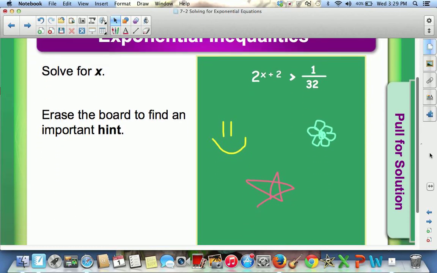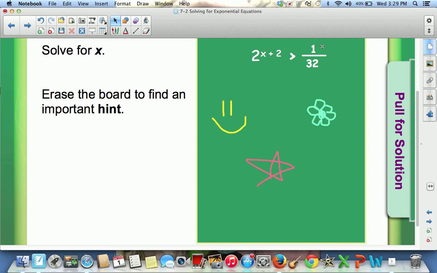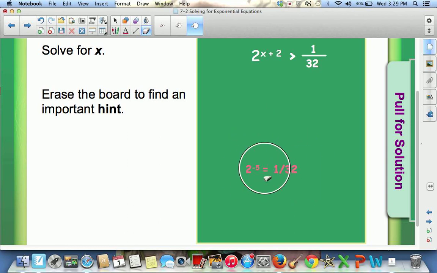All right, here's another one. If you notice, we have 2 to the x plus 2 is greater than 1 over 32. How do you think you'd set this up? Well, I have a few hints here if I can erase. Let's see if I can find a hint. Erase my wonderful drawings. Aha. 2 to the negative 5th power equals 1 over 32. So you can write 1 over 32 as a power of 2. It's going to be 2 to the negative 5th. Go ahead and pause the video and see if you can solve this.